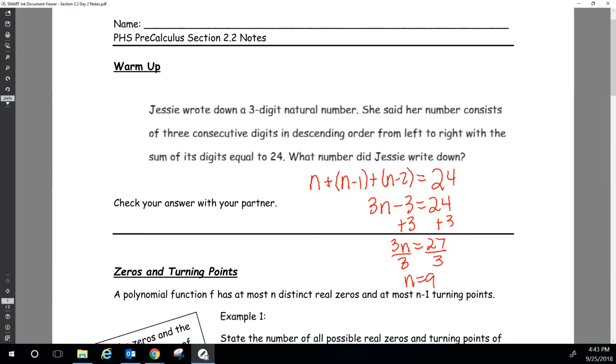So then the number that I'm looking for is 987. In descending order left to right, 987. 9 plus 8 is 17, plus another 7 would be the 24. So that really is not pre-calculus. It's just something to get your brain thinking, to get us going, and it's also something you might see on a PSAT. So hopefully that helps you out.